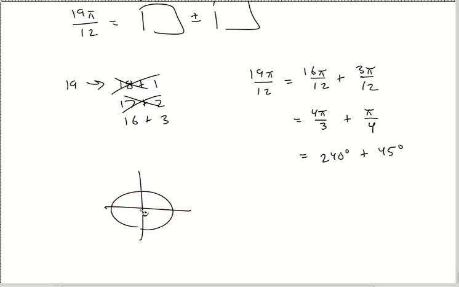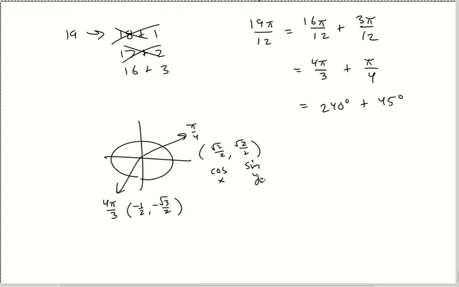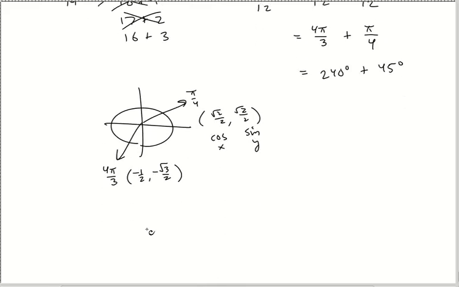So I'm going to go to the unit circle, and I got this one down here at 4 pi over 3. And then I got this one over here at pi over 4. And I want to know what the points are. Again, this is the square root 2 over 2, square root 2 over 2. It's my x and my y, cosine and sine. So this is my cosine, this is my x, this is my sine, this is my y, whatever you need to call it. This one over here is going to be the negative 1/2 and the negative square root 3 over 2. Okay? All right, so I have my number stuff ready.